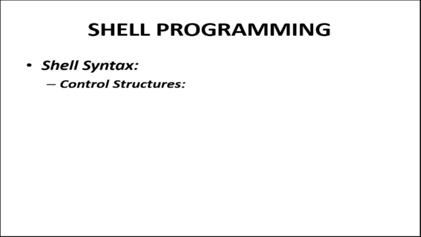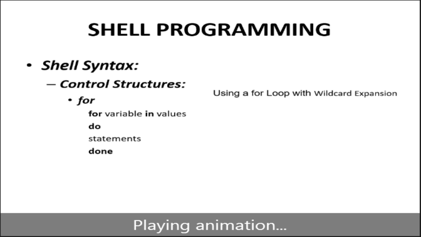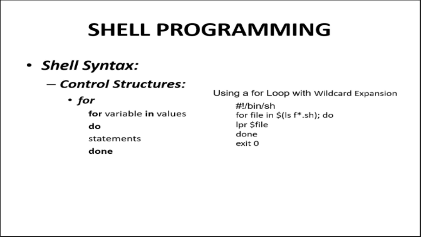We can also use a for loop with another example of wildcard expansion. Imagine that I want to print all the script files starting with the letter F in the current directory, and you know that all the shell scripts end with .sh as an extension. So we can do this by the following lines of code where I am using the for loop by specifying the value with the command. So now I will execute the same in the terminal.